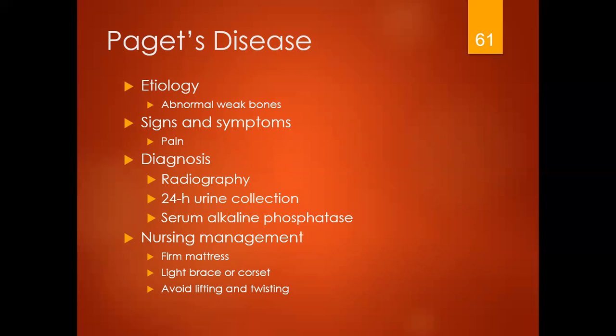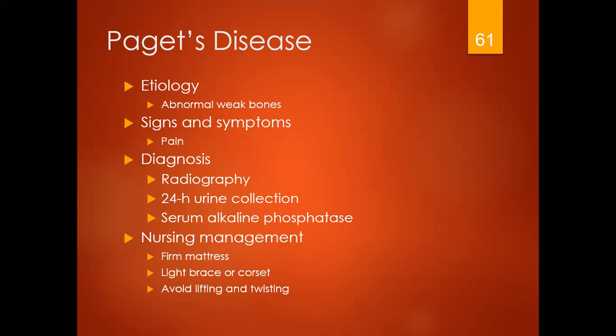We need to make sure they've got a nice firm mattress, that they may wear a brace or a corset to relieve their back pain, and that we teach them the appropriate body mechanics to avoid lifting or twisting so that they don't cause issues like fracture or stress on this weak, abnormal bone.